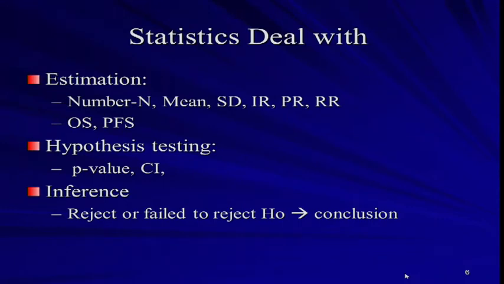Statistics deal with mainly three things. One is estimation. How do you estimate how many patients you are seeing today, or next year? We estimate or predict. And of course, we estimate the mean, standard deviation, incidence rate, prevalence rate, relative risk, etc. And then, of course, we want to estimate overall survival, median overall survival, progression-free survival.